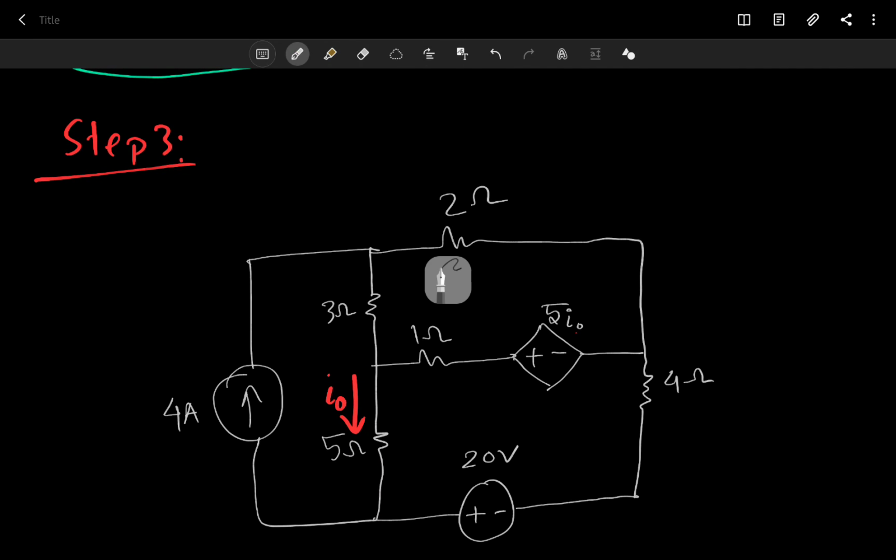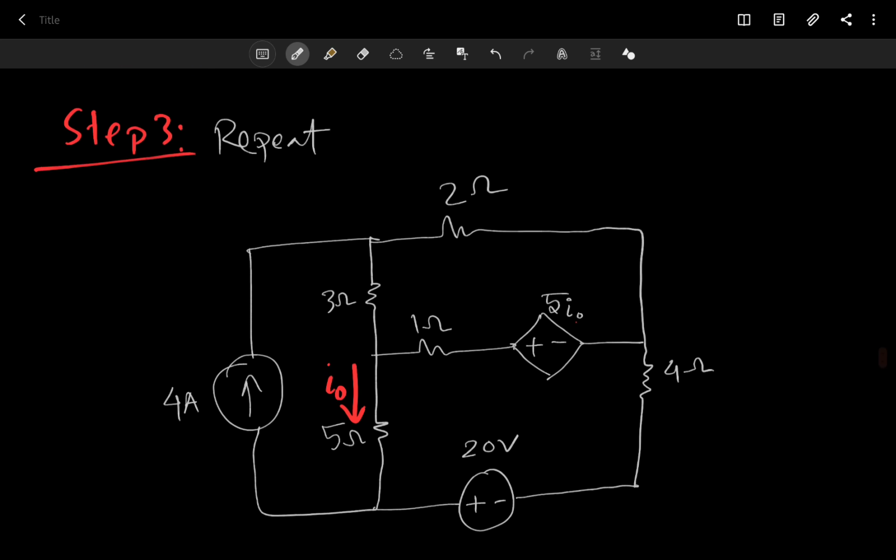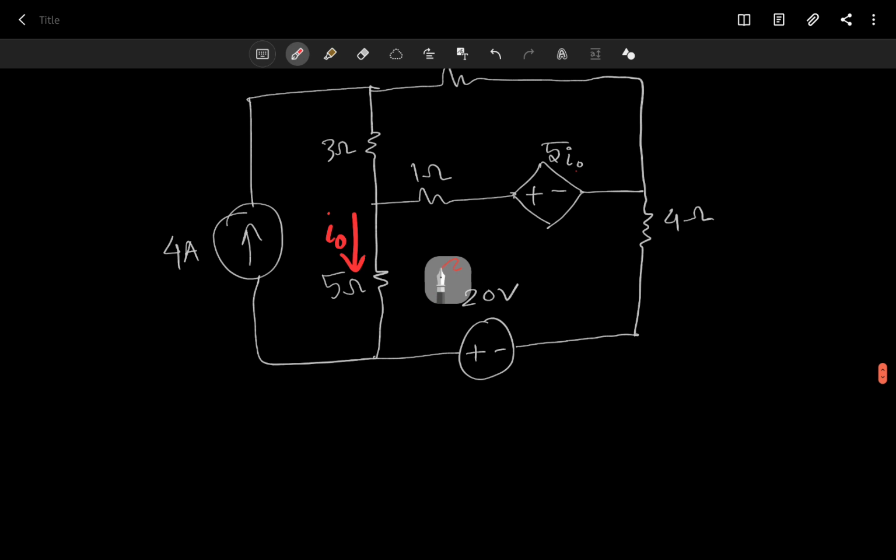So step 3 is just repeat the whole thing. So this time we keep the 20 volt voltage source as it is and kill other independent sources. And remember, we don't touch the dependent source. Okay, so how do we kill a current source? Well, we set it to 0 amperes, right?